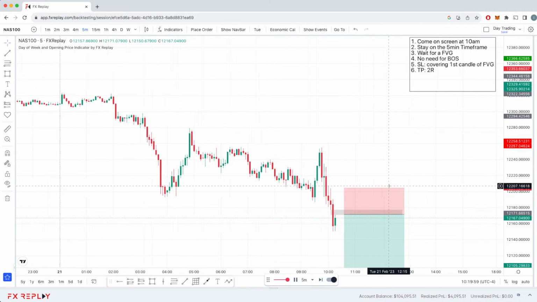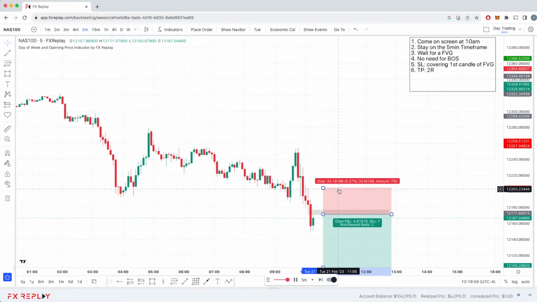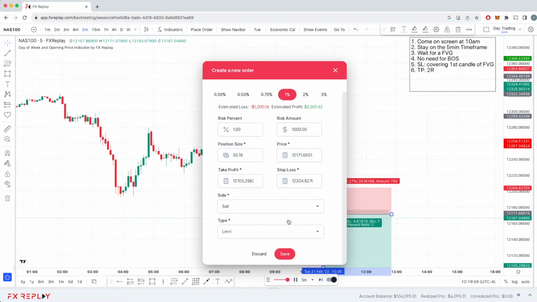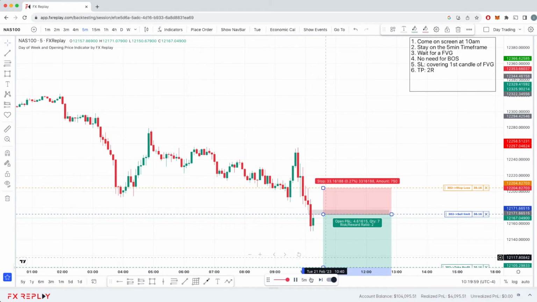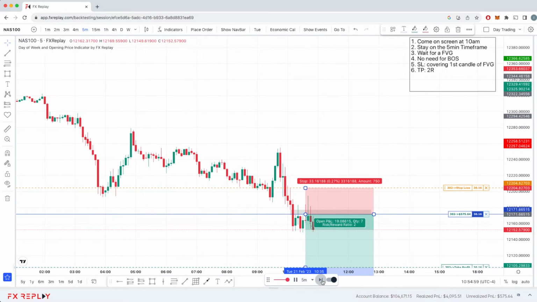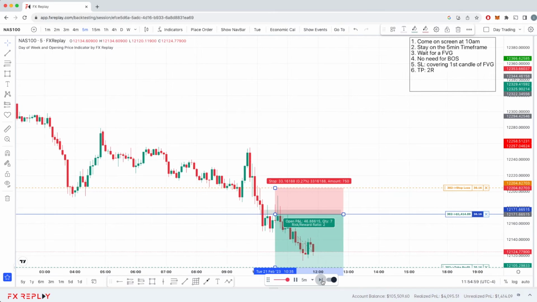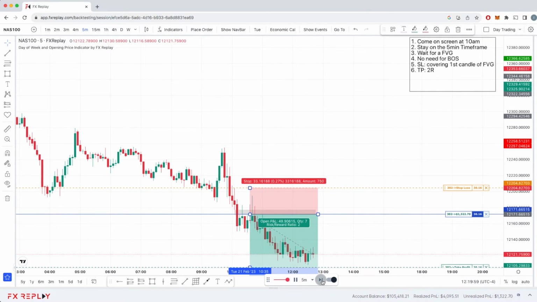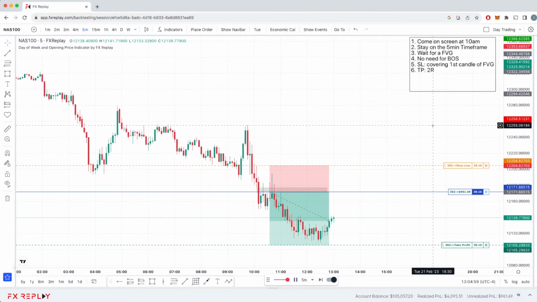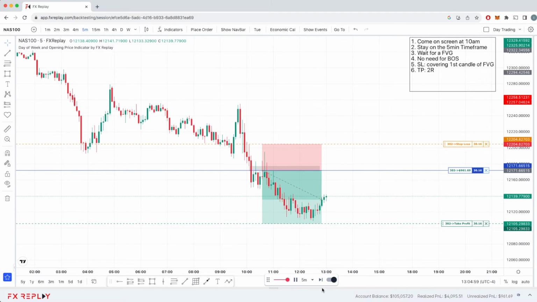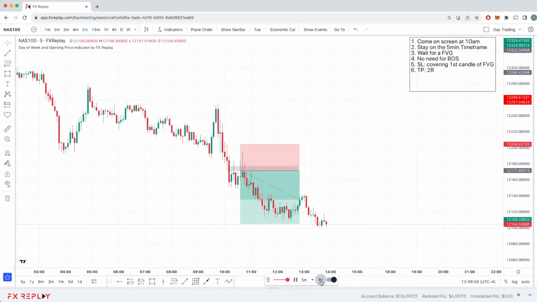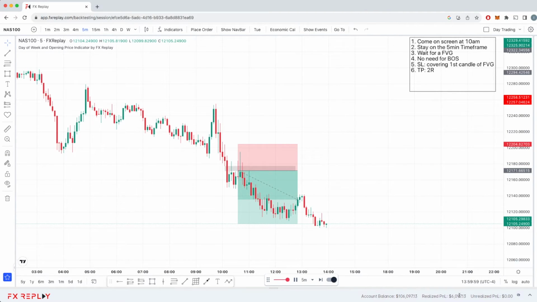Alright, so fair value gap. Let's just do 1 month and then we'll see the results. Almost to the take profit. And then another +2. Plus 6% already. And we're not even done for the month.